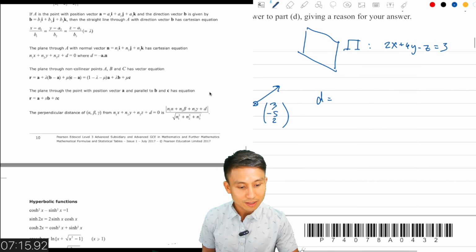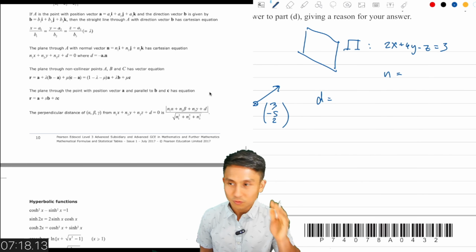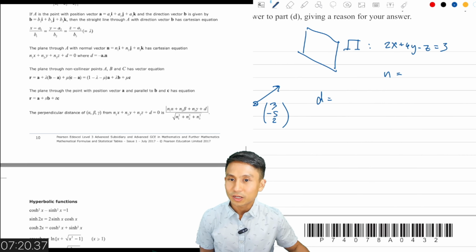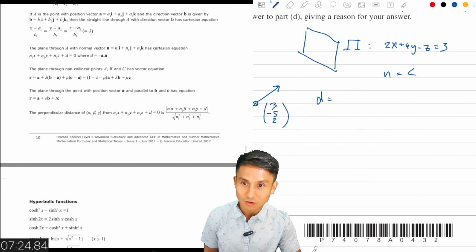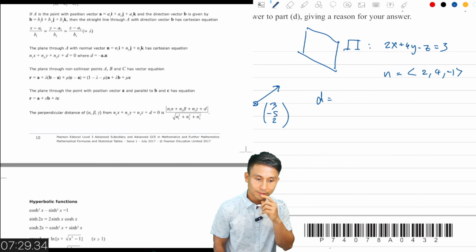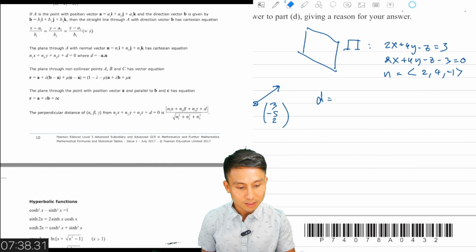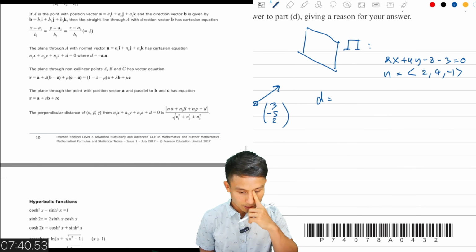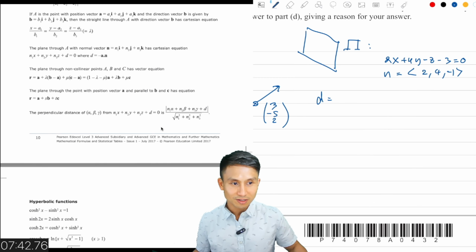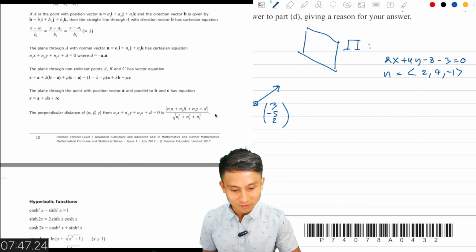So basically the n vector here, which is the normal vector of the plane, well, because they have the Cartesian form, the n vector, I'm just going to write like this, is 2, 4, and minus 1. And then we have to move everything to the same side, so that's going to be plus 4y minus z minus 3. So that would be the value of D. I mean, D as in the one in the formula here, not the shortest distance. Okay, let me change this to capital D.